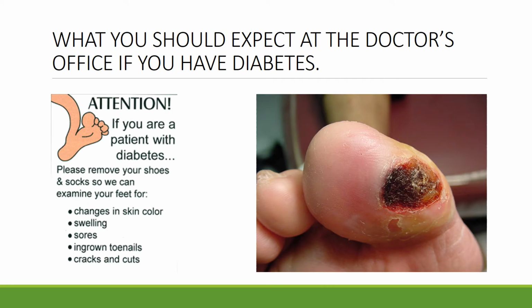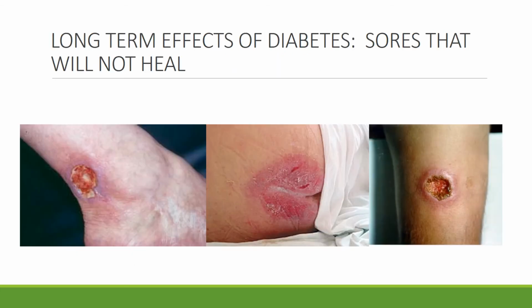If you have diabetes, you should expect the doctor to ask you to remove your shoes and socks on your visits. The reason for this is they want to see if there's been any change in your skin color. Is there any swelling? Are there sores that have begun to develop? Do you have ingrown toenails or cracks and cuts? All of these can make severe sores a possibility, and they want to prevent this. About 15% of patients with diabetes will develop an open sore known as an ulcer. It's commonly located on the bottom of the foot.